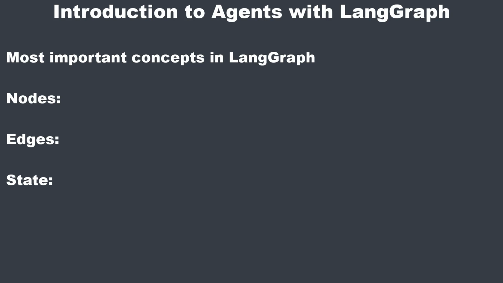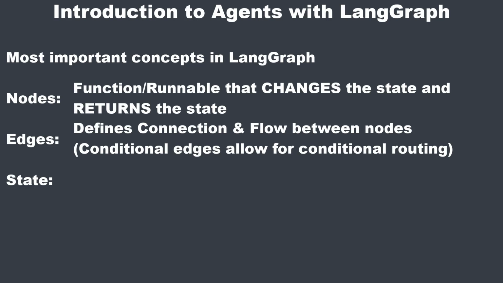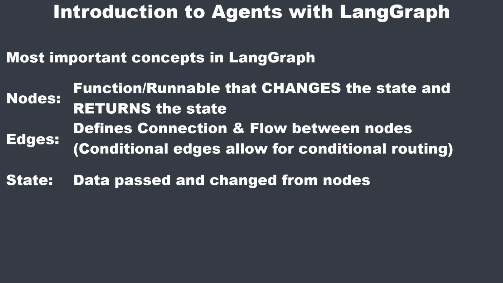So what's a node? A node is a function or runnable that performs a specific task within the graph. Each node processes input and updates a state based on its operation. An edge defines the connection and flow between nodes, determining the order of execution. Conditional edges can route execution based on the current state. State represents the data passed between nodes during execution. Each node updates this internal state with its return value, allowing for persistent and dynamic workflows.